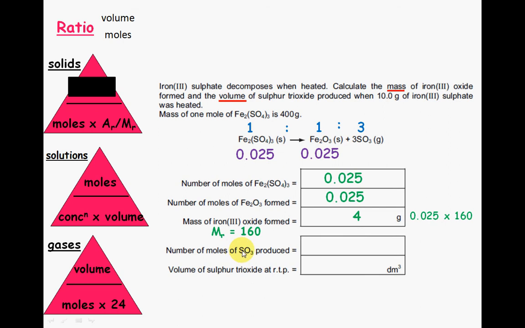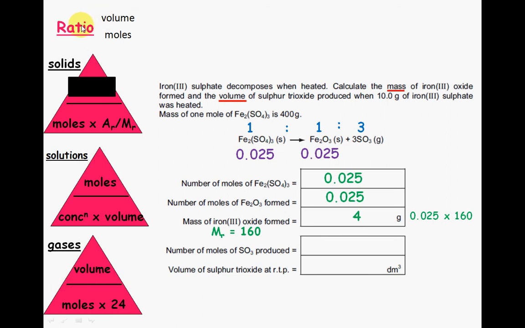Next question: number of moles of sulfur trioxide produced. Okay, what do I know about sulfur trioxide? I know it is a gas. Okay, so I can use this triangle to find number of moles, or I can maybe use the ratio. If I use this triangle here to find the moles, I need to know the volume divided by 24. I haven't been told the volume anywhere in my calculation. All right, so it will be difficult to apply this triangle.